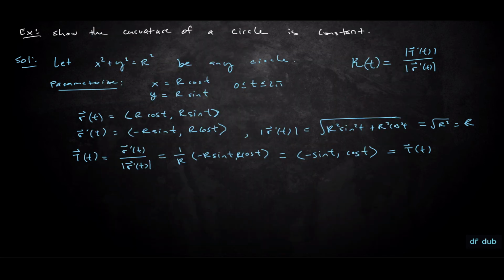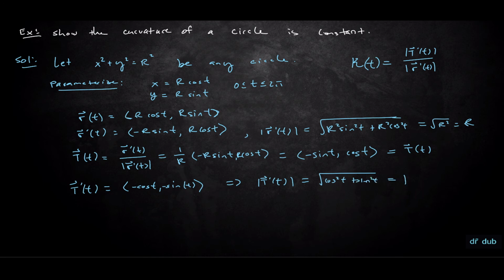Now we actually need to take the derivative of this vector. So capital T prime of t is going to be negative cosine of t comma negative sine of t. And then we need to take its magnitude. So the magnitude of capital T prime is going to be the square root of cosine squared t plus sine squared t, which is 1. So the curvature for a circle at any time t, or any value of the parameter, is going to be 1 over r. So that is the curvature of a circle.